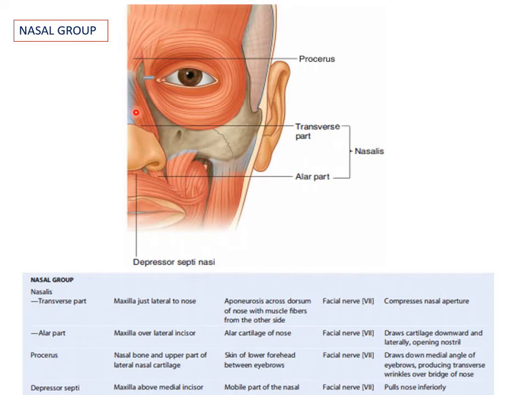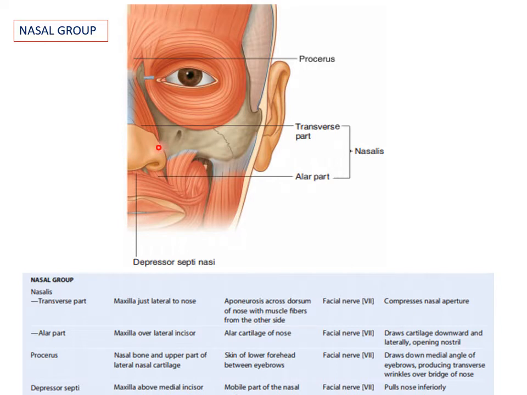This transverse part of the nasalis is supplied by the facial nerve, and its function is that it compresses the nasal aperture. The other part is the alar part. The alar part arises from the maxilla over the lateral incisor. There is the lateral incisor here, and just above the lateral incisor, the alar part of the nasalis arises, and it is inserted into the alar cartilage of the nose.